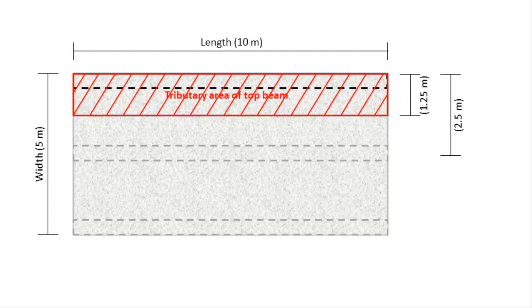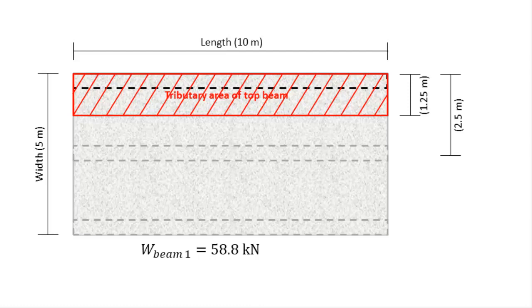We can now work out what the load on the top beam is by calculating the weight of the concrete in that area. The mass of the slab on beam 1 is thus the density of the concrete, which is 2,400 kilograms per meter cubed, times the tributary area, which is 10 meters times 1.25 meters, times the thickness of the slab, which is 0.2 meters. The weight is then the mass times gravity, which is 9.8 meters per second squared. So this gives us a weight of 58.8 kilonewtons. This is how much load is on beam 1.